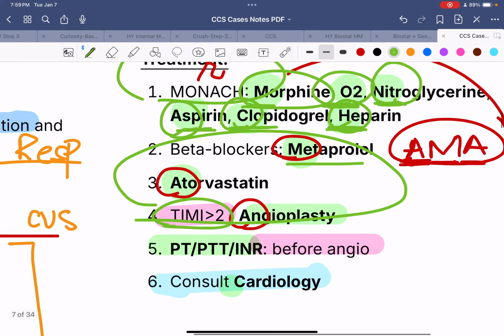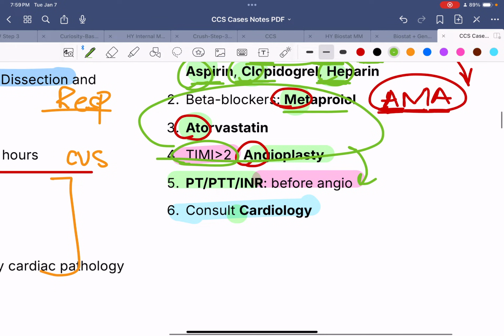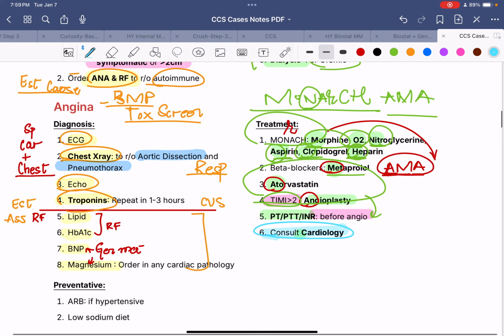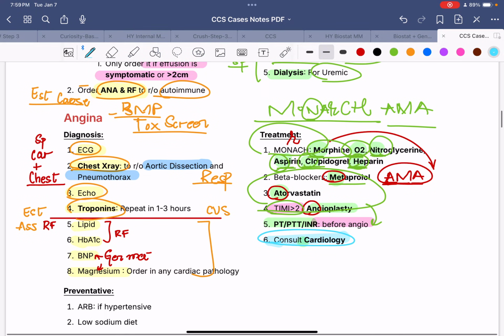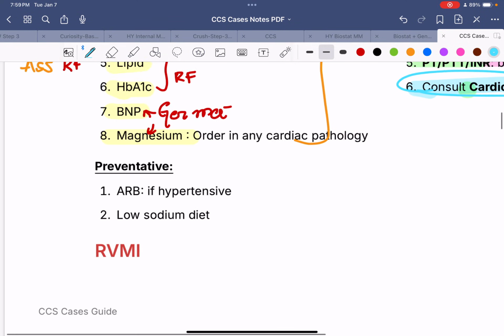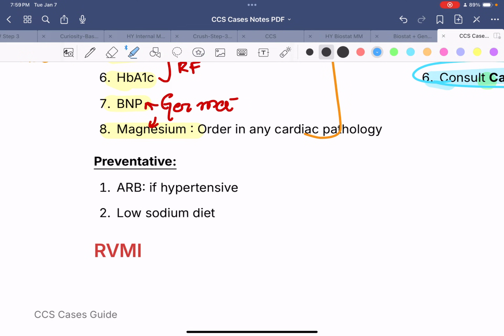Of course, before doing angioplasty, you are going to do PTT, PT, and INR, and we are not going to put this in any mnemonic. Of course, if it's a cardiology case, consult cardiology. If it's a pulmonology case, consult pulmonology. Regarding prevention, if the patient is hypertensive, we are going to give ARBs, and of course a low sodium diet, so that we don't fluid overload the heart.